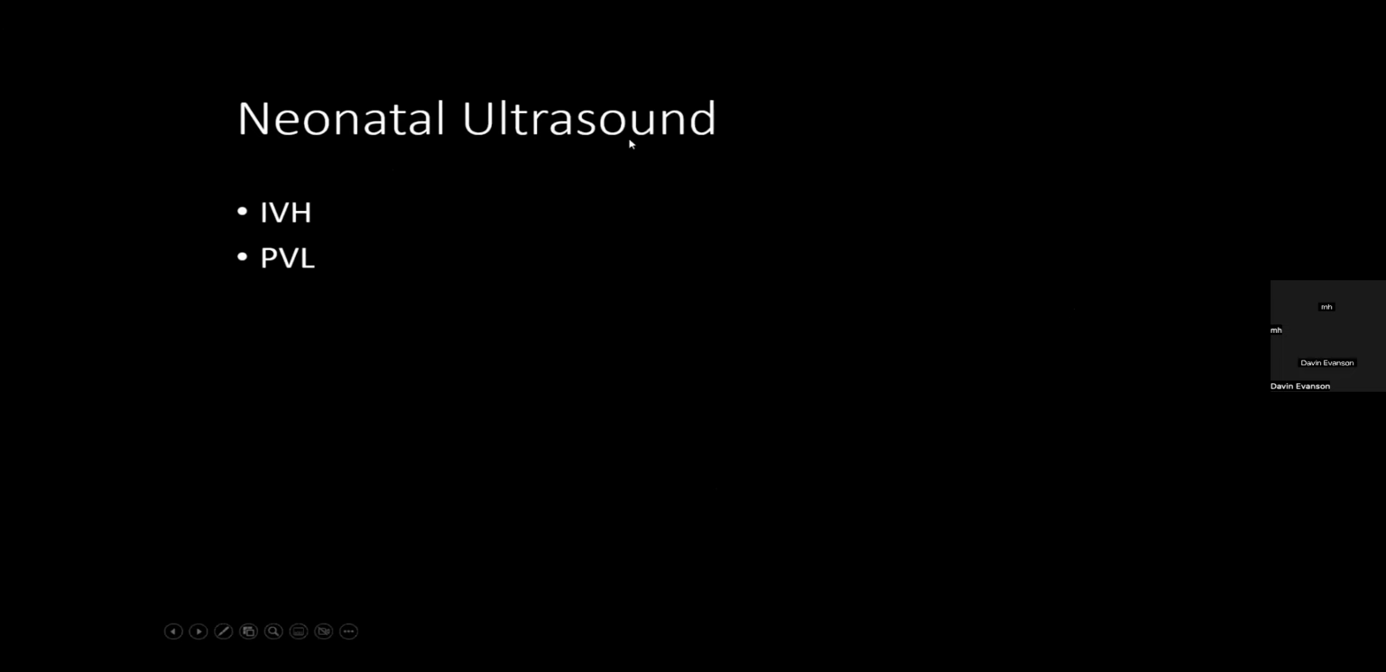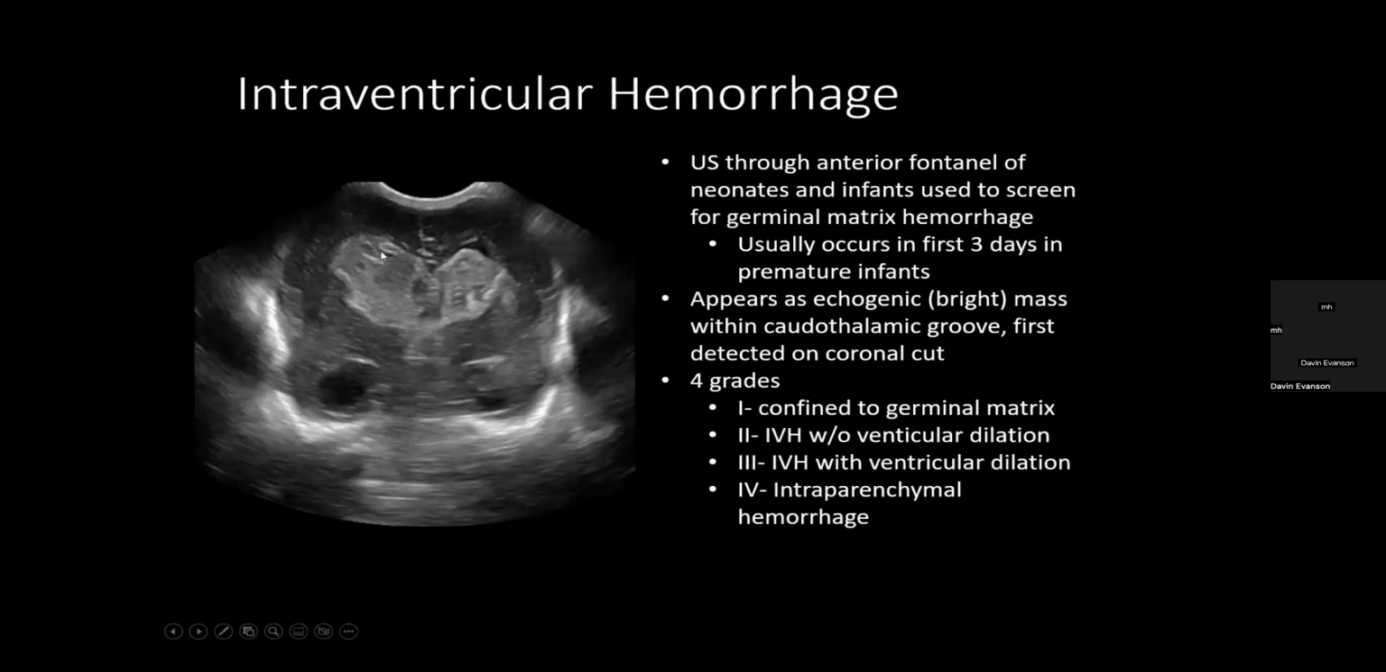So neonatal ultrasound for our preemies. These are very sick patients, lots of lines and tubes. We're not going to put them in the CT scanner. We don't want to give them the radiation, but we can do ultrasound through the soft spot in the skull, looking for hemorrhages, and then germinal matrix going to the ventricles, and we grade these 1 through 4.